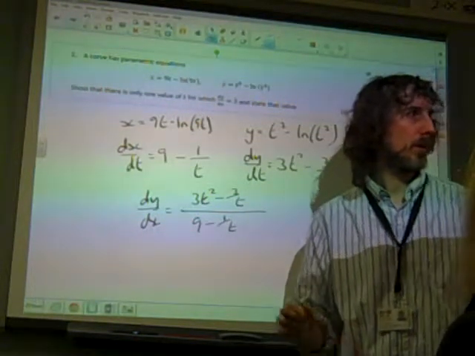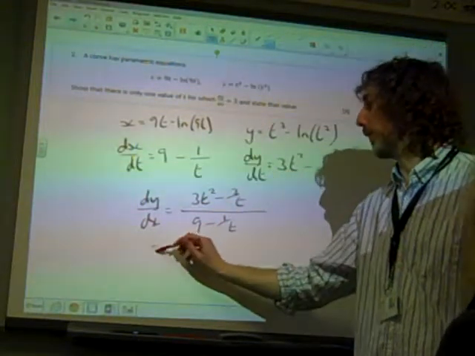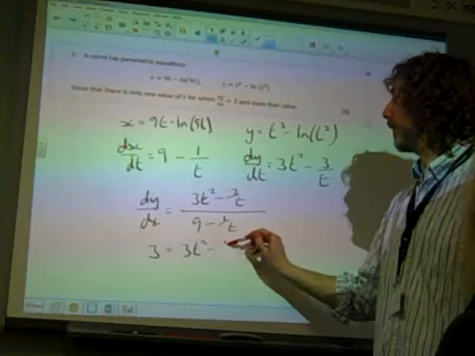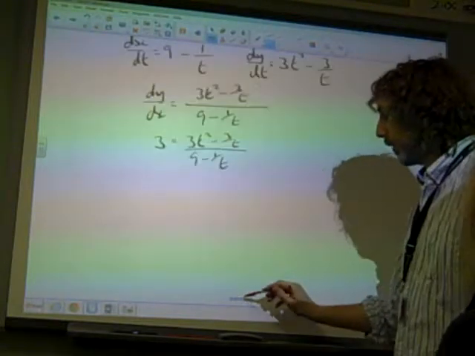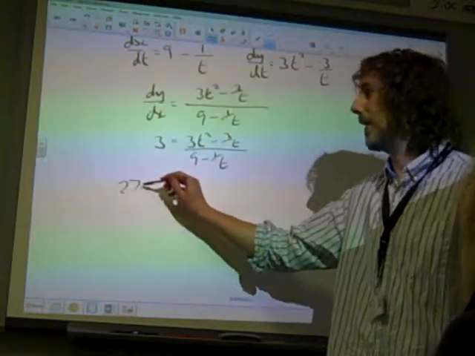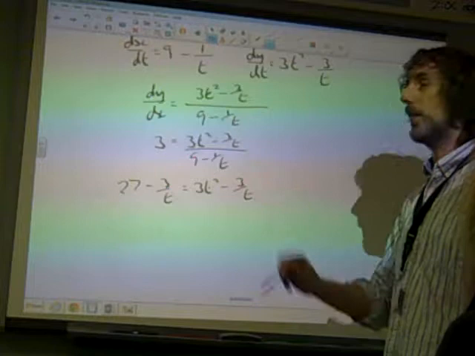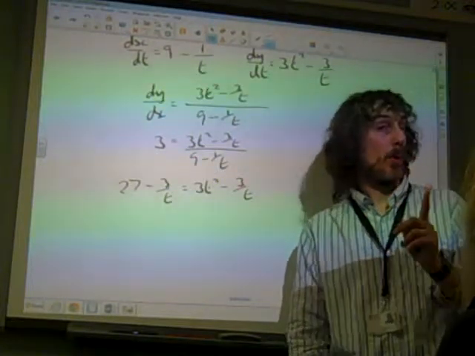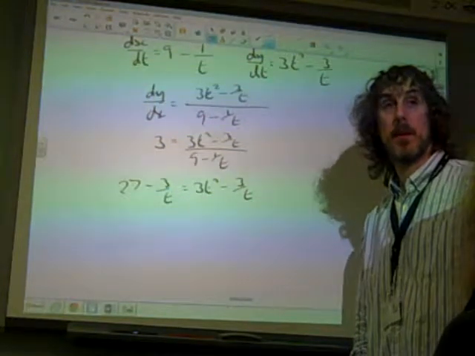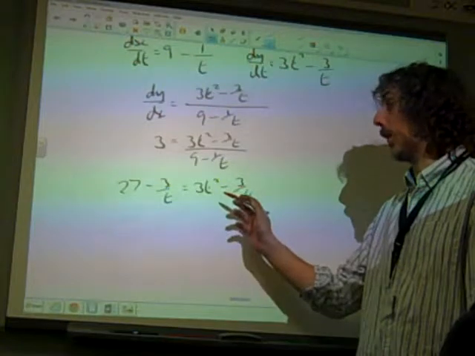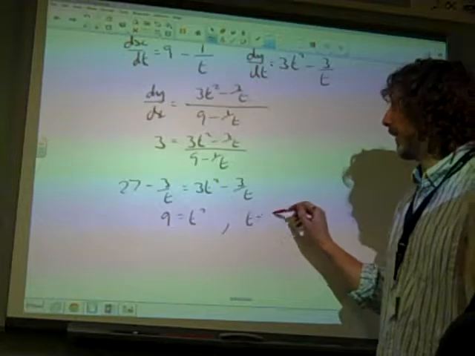Or we could say it's going to be equal to 3, so let's just put it equal to 3. So 3 is 3t squared minus 3 over t over 9 minus 1 over t, which gives us 27 minus 3 over t is 3t squared minus 3 over t. At which point we notice that there's a minus 3 over t on both sides, so that cancels itself out. We can divide by 3, leaving us with 9 equals t squared, so t is plus or minus 3.